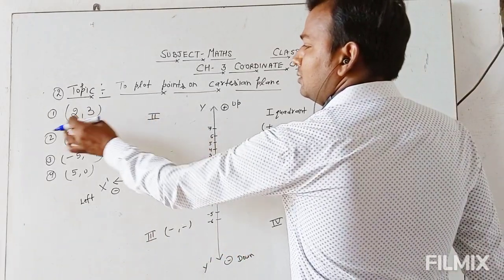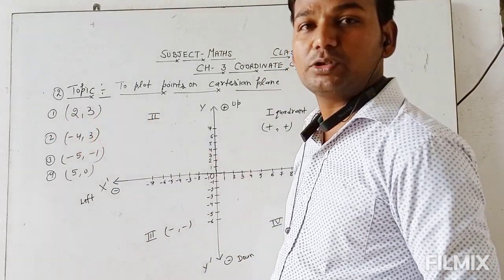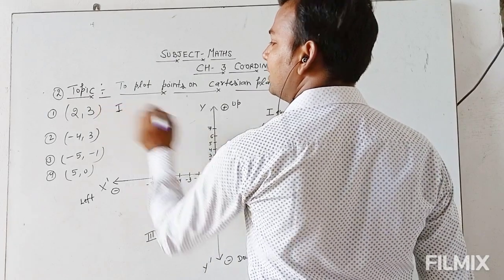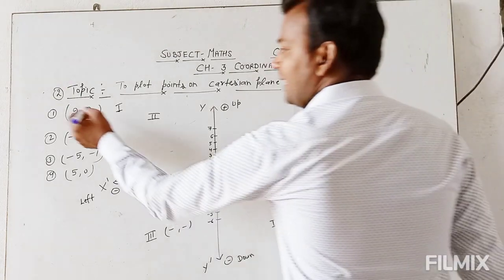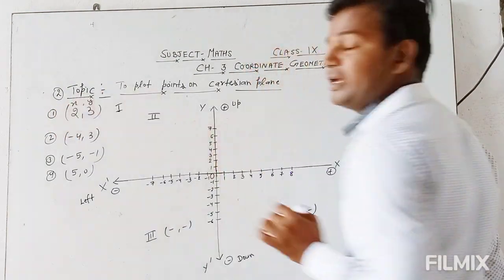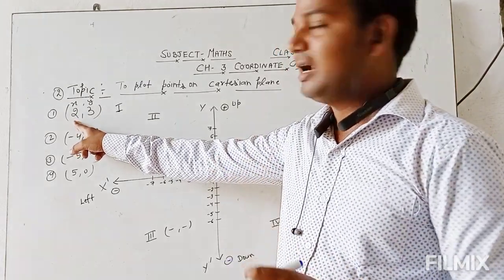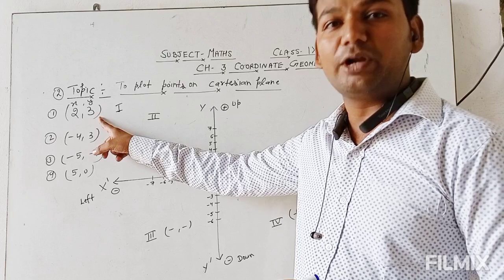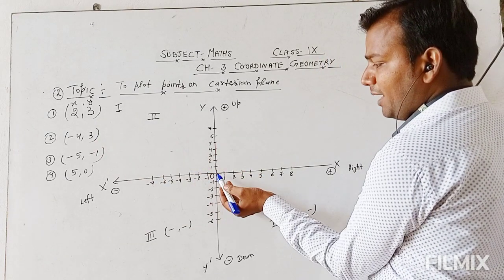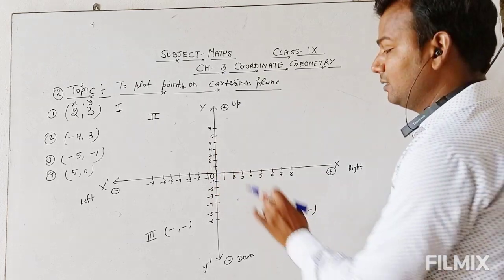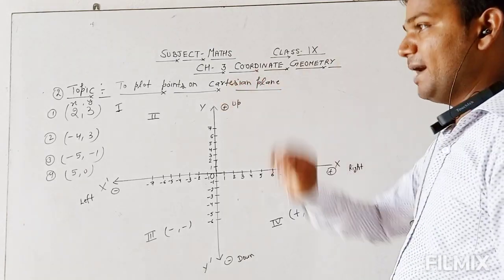So the first point is (2, 3). Here the x coordinate is positive and the y coordinate is positive, so it will lie in the first quadrant. Now check it. So this is the x coordinate, and this is the y coordinate of the point. The x coordinate's second name is abscissa and the y coordinate's second name is ordinate. The intersection point of these two lines is known as the origin, and the point of origin is always (0, 0).